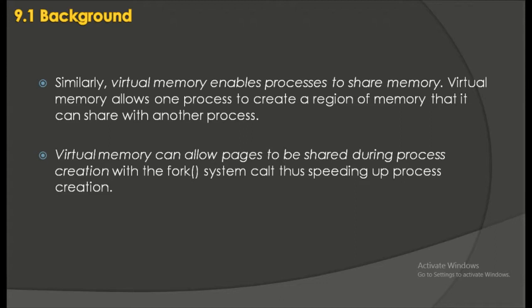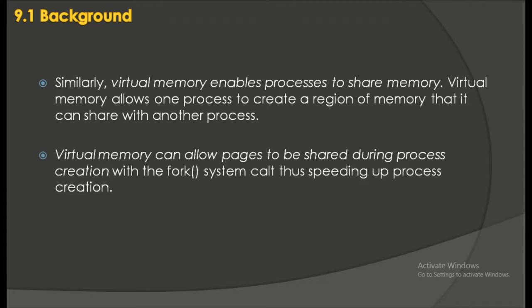Similarly, virtual memory enables processes to share memory. Virtual memory allows one process to create a region of memory that it can share with another process. Processes sharing this region consider it part of their virtual address space. Virtual memory can also allow pages to be shared during process creation with the fork system call, speeding up process creation.